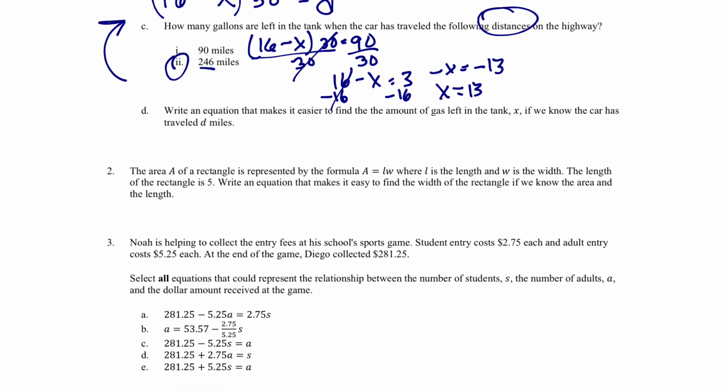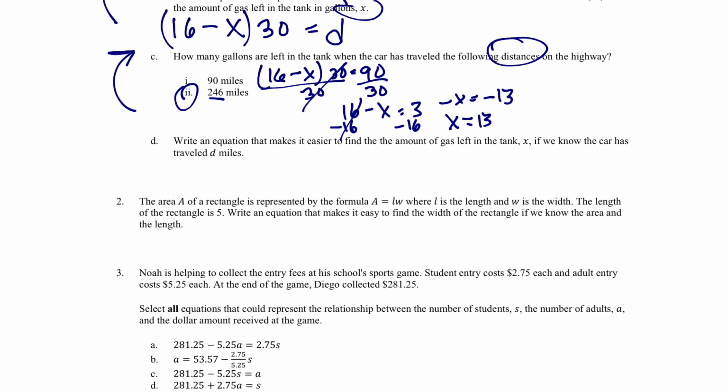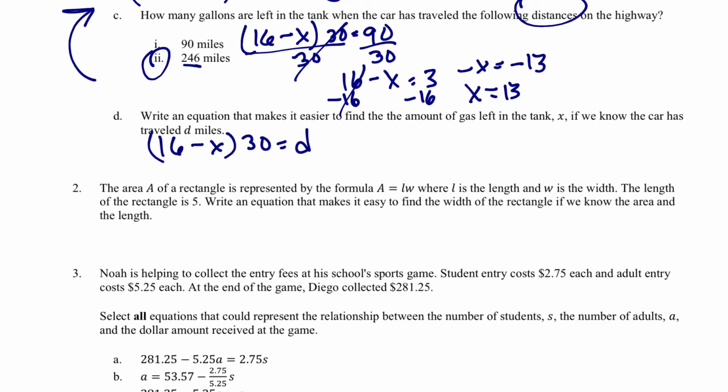All right, let's take a look at this last part. It says write an equation that makes it easier to find the amount of gas left in the tank X if we know the car has traveled D miles. So if we know D and we want to solve for X, again we have (16 minus X) times 30 equals D. To solve for X, you can distribute the 30 through, or you can just divide it initially. Remember, 30 divided by 30 is just 1. So we'll have D over 30, and then 16 minus X equals D over 30.